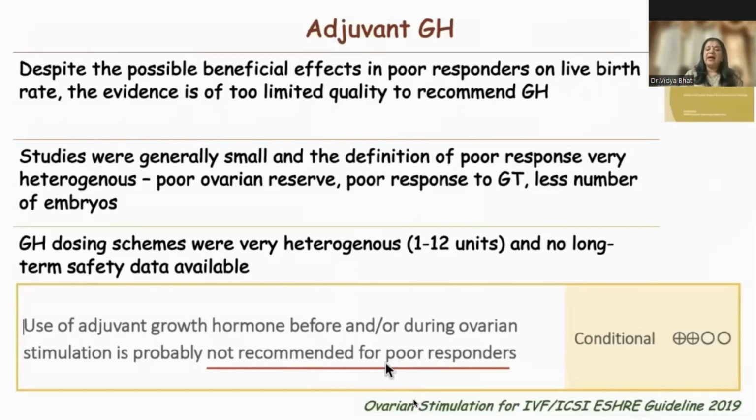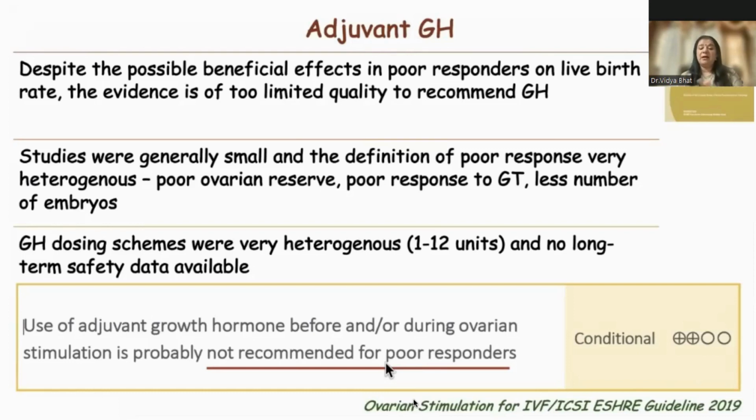So studies are very small and the definition of poor response is heterogeneous: poor ovarian reserve, poor response to gonadotrophins, fewer embryos. So we have not got maybe 1 or 2 more. The GH dosing schemes were, again, a little heterogeneous, 1 to 12 units. There is no streamlined or structured dose which is being given.